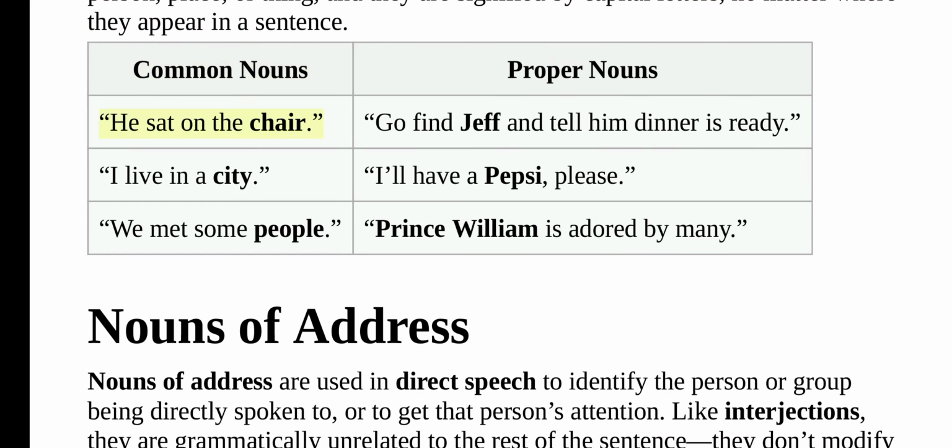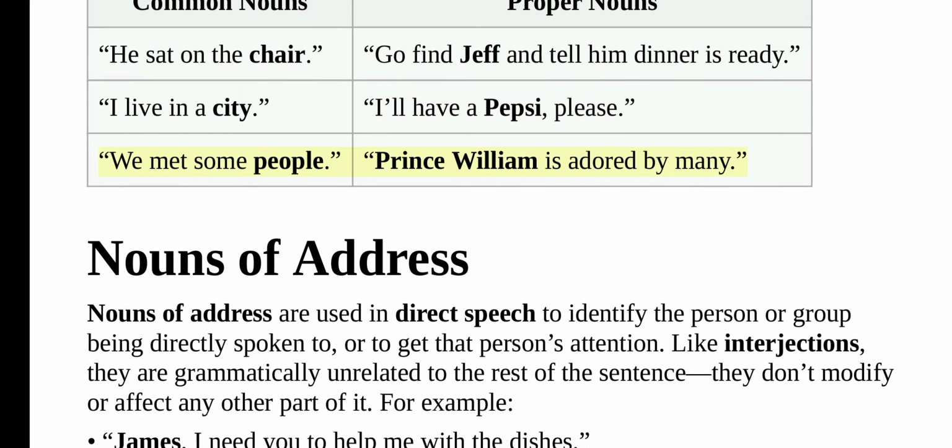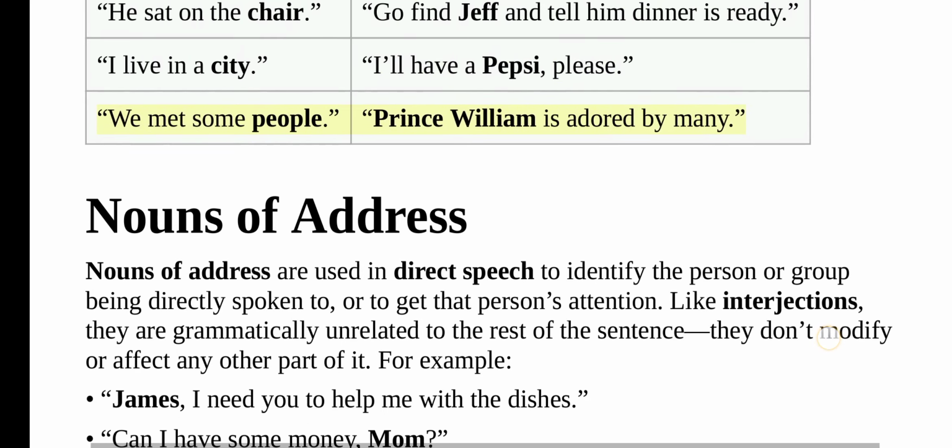Common nouns. He sat on the chair. I live in a city. Proper nouns. Go find Jeff and tell him dinner is ready. I'll have a Pepsi, please. We met some people. Prince William is adored by many.